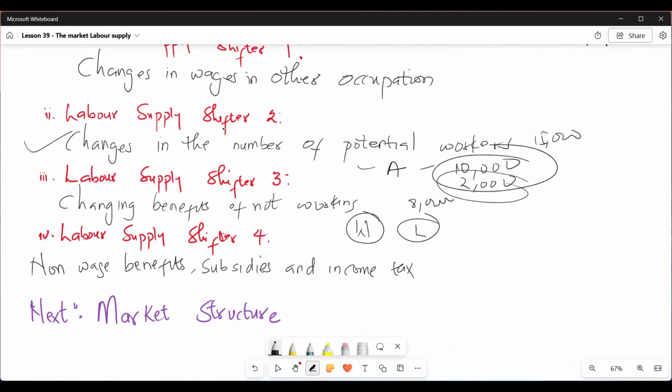So this is all that we have on our lesson on the market labor supply. Our next lesson will be on market structure.